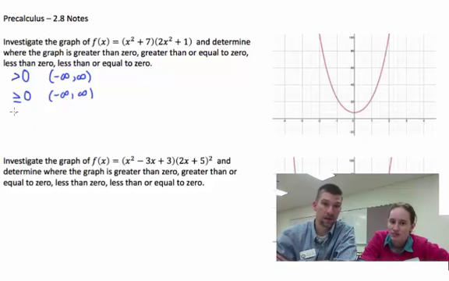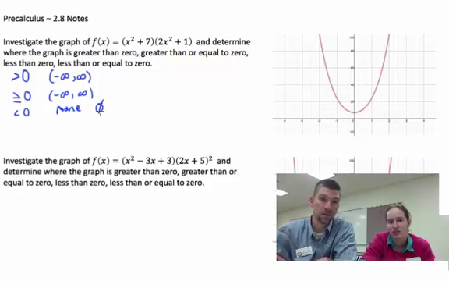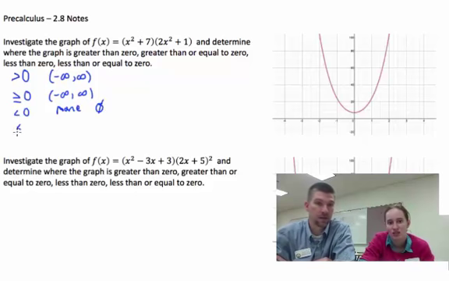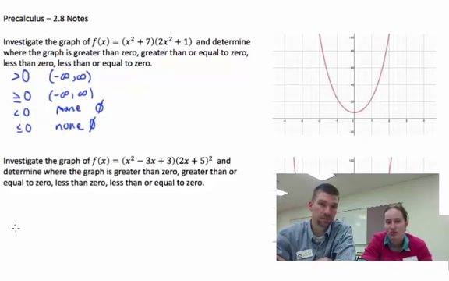Less than 0. Empty set on that, or however you want to say it. None. Not possible. Or the empty set, you write the 0 with the line through it. Less than or equal to 0. Yeah, same thing. All right. That was a fun one.